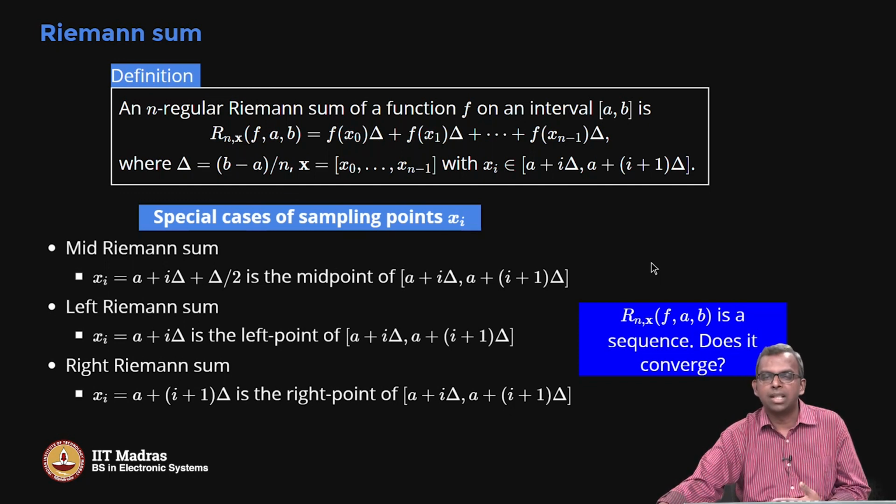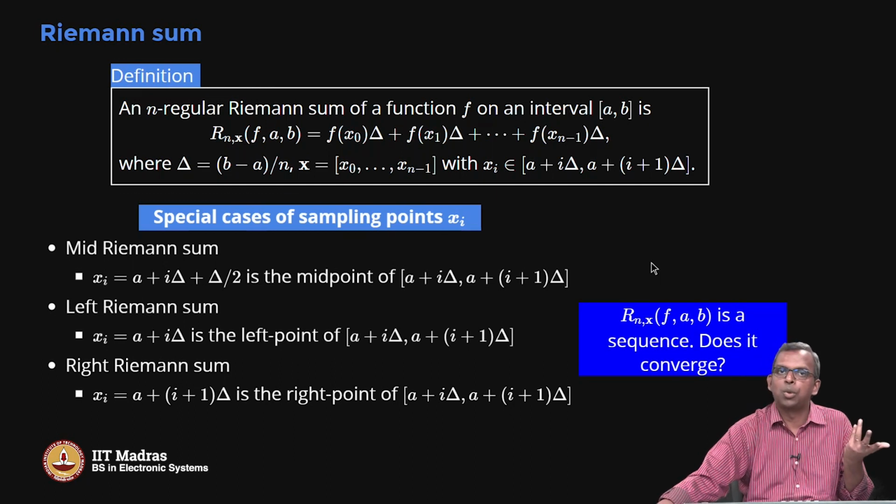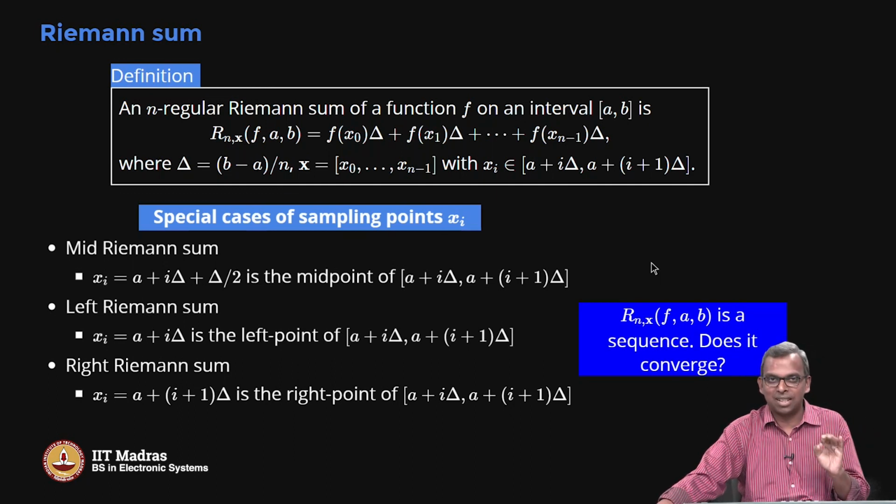The question is, does it converge? Does this sequence converge? We know there are sequences that don't converge also. So does this sequence converge? If it converges, then it might be interesting because that approximate area may become the correct area.